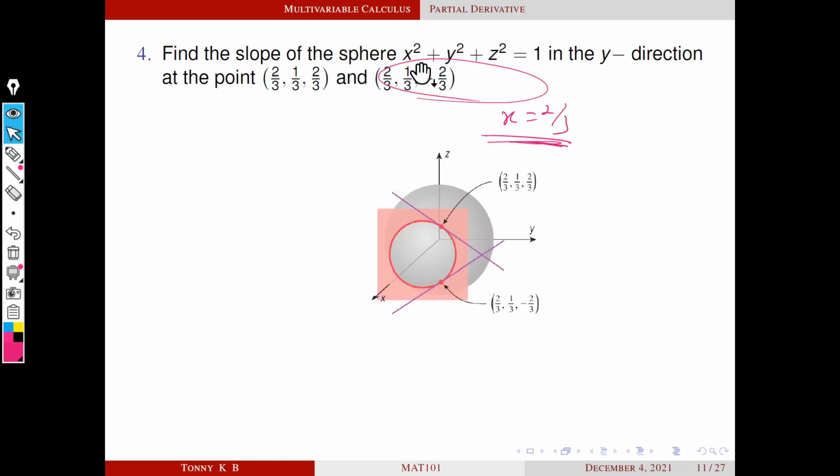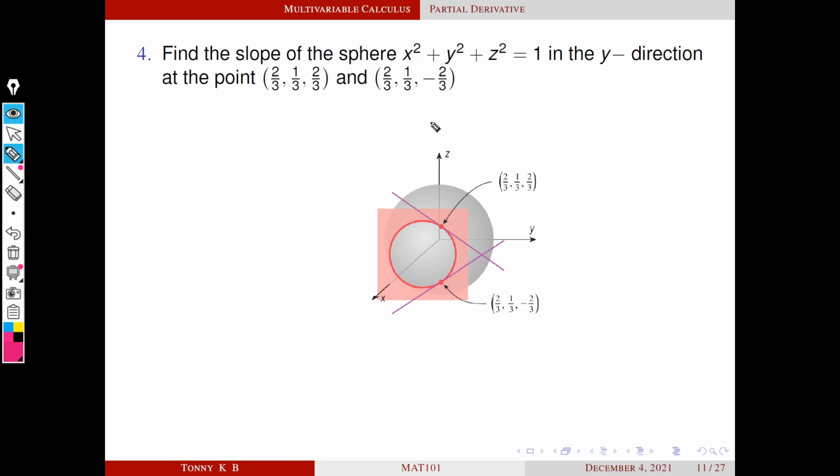Okay, I will show you the geometry. So this is the geometry of this problem. This is our surface, the sphere, and the sphere's intersection with x equal to 2 by 3 gives a circle. So we have to differentiate along this circle, in the y direction, at these 2 points. Okay, so how do we differentiate this expression implicitly?